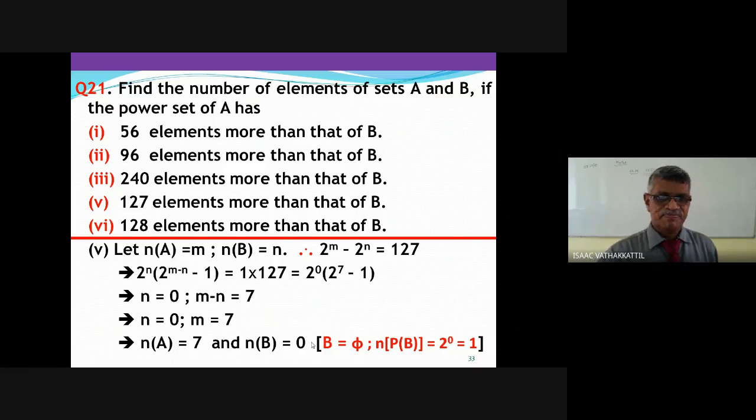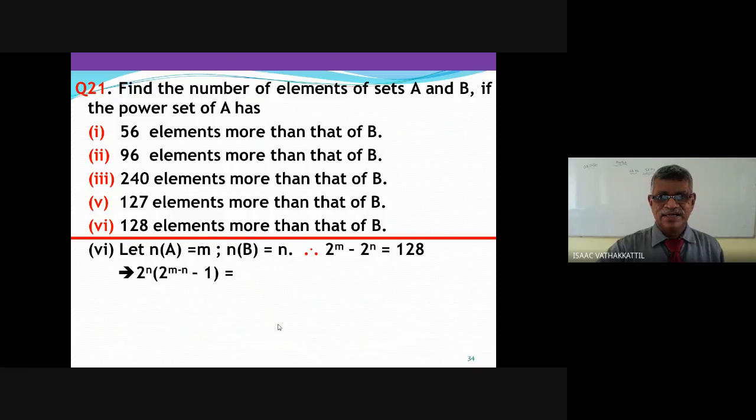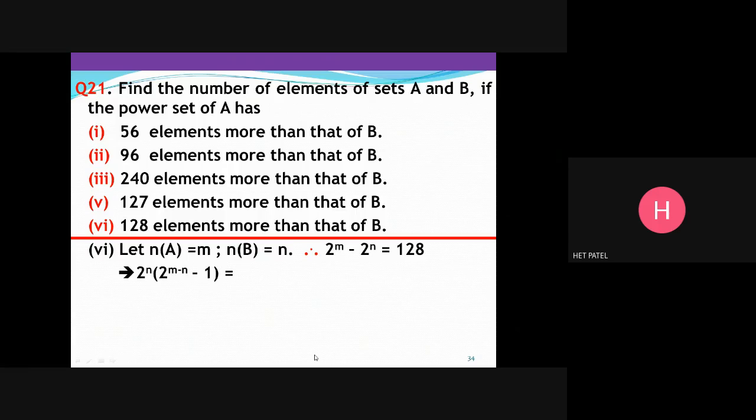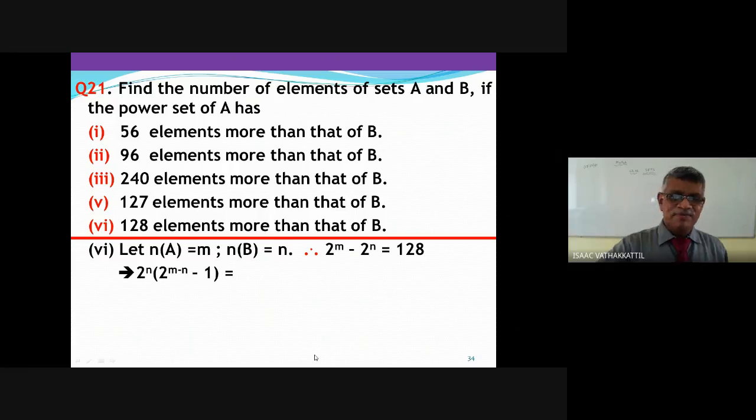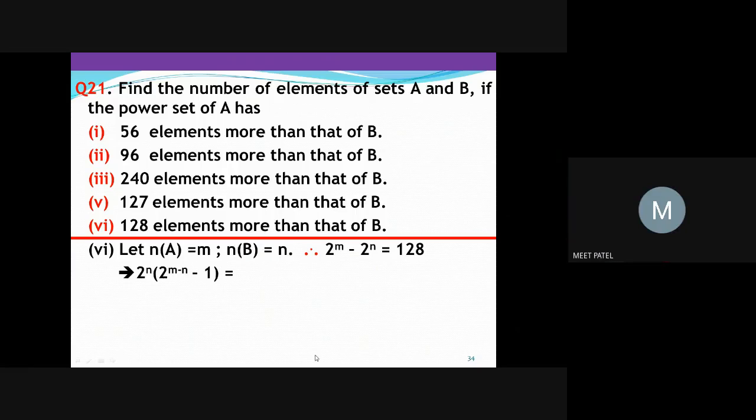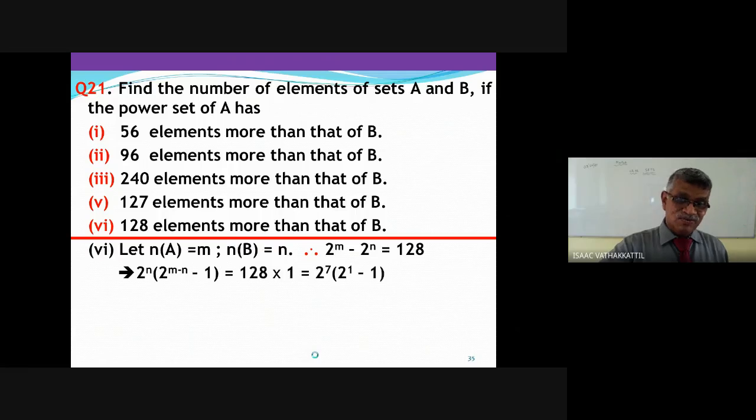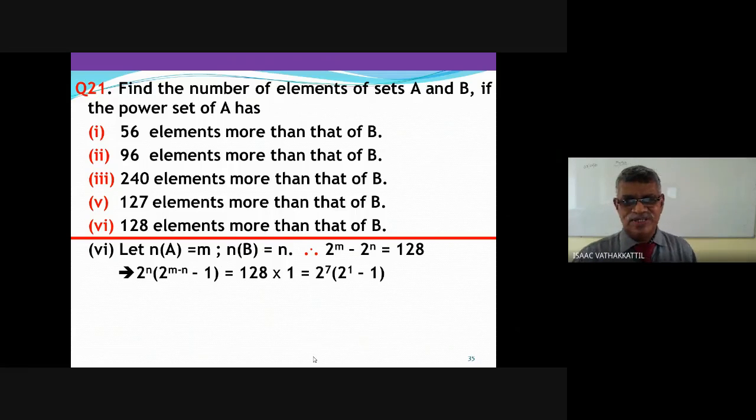Is it okay? Yes. Now the next one is 128. In 128 you have 64 into 2 or 2 into 64. One of them is a power of 2 and the other is 1 less than a power of 2. 1 into 128, 128 into 1. That's true. 128 is 2 raised to 7. 1 is 1 less than a power of 2, that is 1 less than 2 raised to 1.